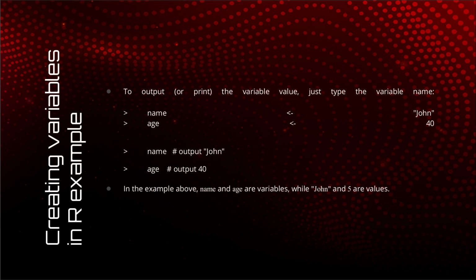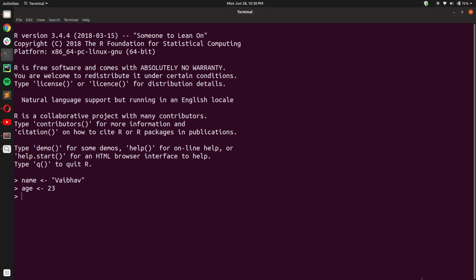Simply to output the variable's value, I can write the name of the variable. So if I want to see the value contained inside the variable name, I can simply write the name of the variable, which is name, quite a mouthful. And you see I get as output Vaibhav, and if I write age, the second variable, I get as output 23, which is what I expected.